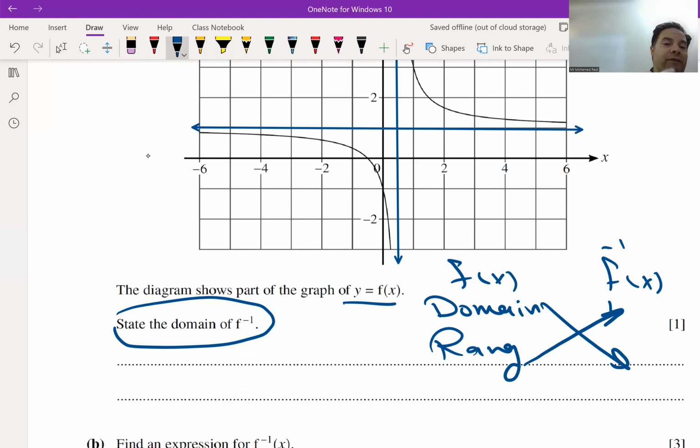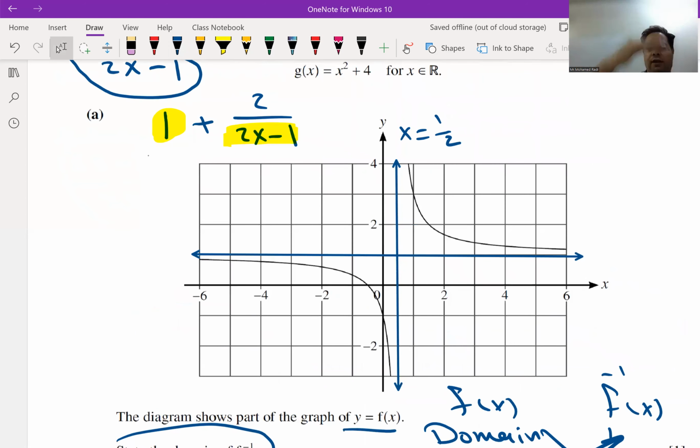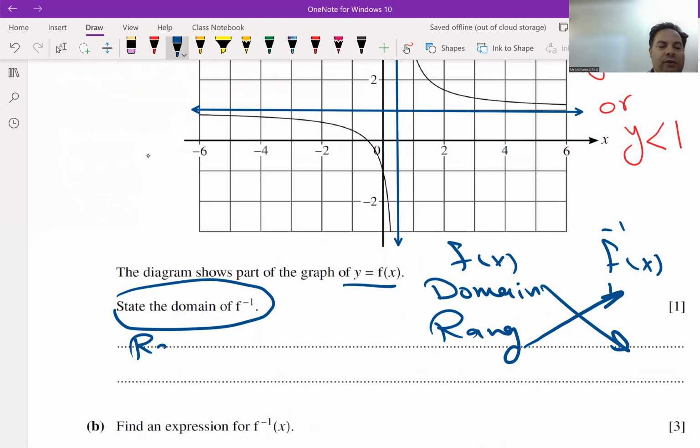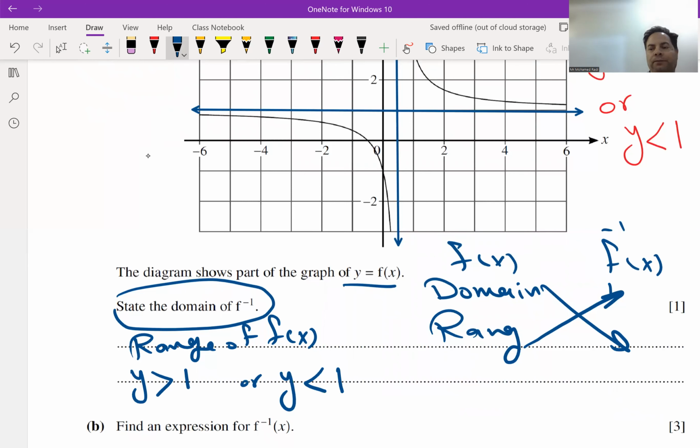From the graph, what is the range of the function? The range of the function, the values of y of the function. The values of y: more than 1 or less than 1. This is the range. So the range of f of x is y more than 1 or y less than 1.